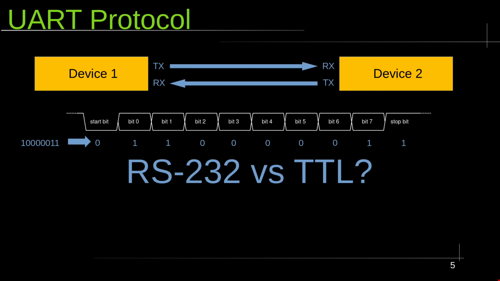So you might hear about RS-232 UART and a TTL UART. So what's the difference? Well, the difference is that when you talk about RS-232, that's a specification that specifies that a high is going to be 15 volts and a low is going to be negative 15 volts. However, when you talk about the TTL UART, that stands for transistor-transistor logic, and that's going to mean that you're going to have highs of 3.3 volts and lows of 0 volts.